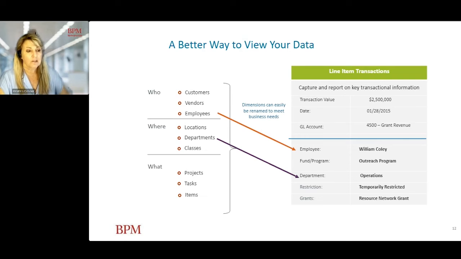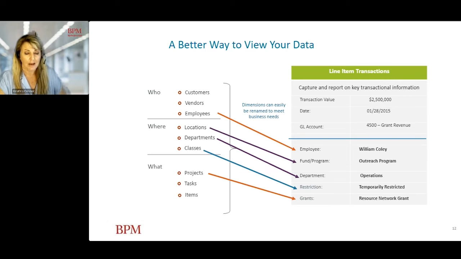When you combine the use of dimensions with your simplified chart of accounts, you now have a better way of viewing your data. The top section is what you would have entered into an old ERP system. You record the date, the value of the transaction, and the GL account that it's going to. The bottom section shows how you can add to the power of the transaction with the use of dimensions. It's still the same transaction, but with so much more reporting capabilities by including the various dimensions.